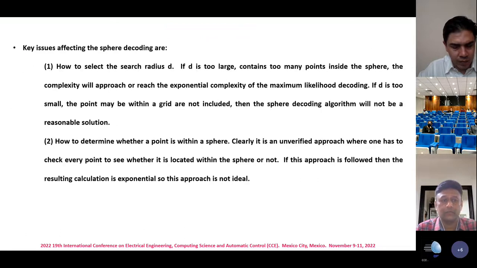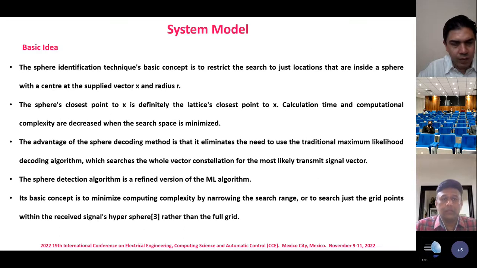The basic idea: in sphere detection, instead of searching the whole constellation, we restrict the search to a particular sphere, and we only consider the constellation points that lie within that sphere. With that, the search area is reduced, the complexity is reduced, and the calculation time and computational complexity are minimized.